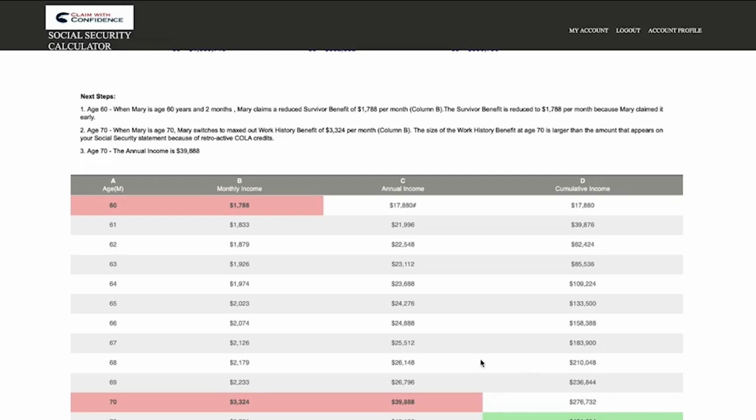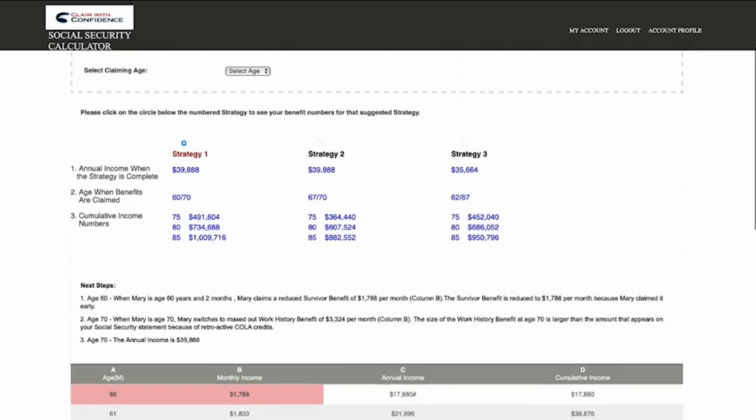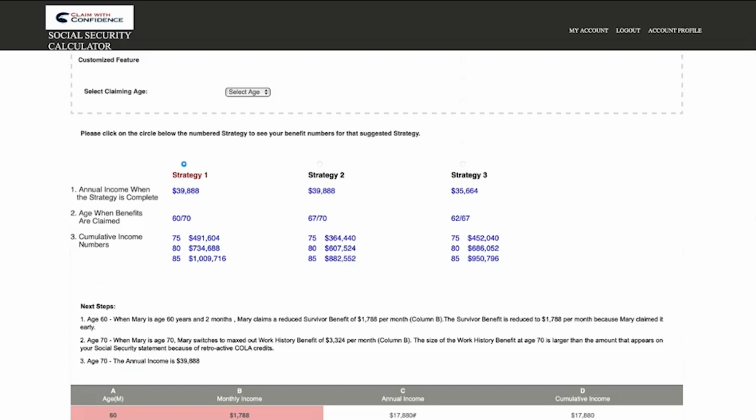Now, this amount over here, this $236,844, that's the cumulative total of all the survivor benefit payments she's received over this 10-year period. So while she's waiting to claim her own maxed out benefit, she receives over $236,000 in Social Security benefit payments from the survivor benefit. And then again, she switches to her maxed out benefit at age 70. Okay, so that's the first suggested strategy.